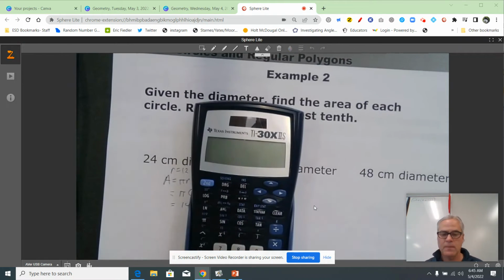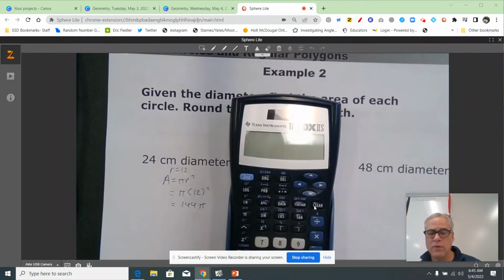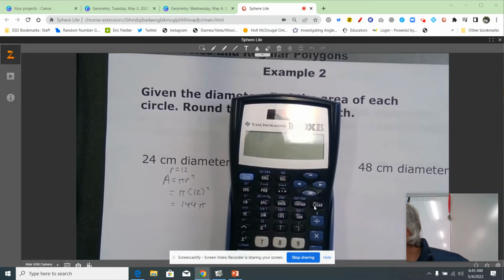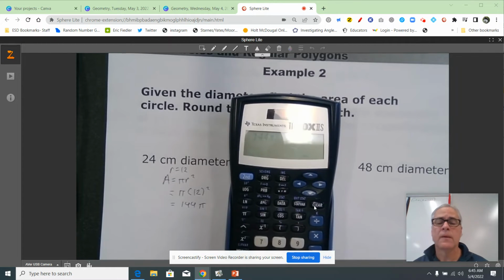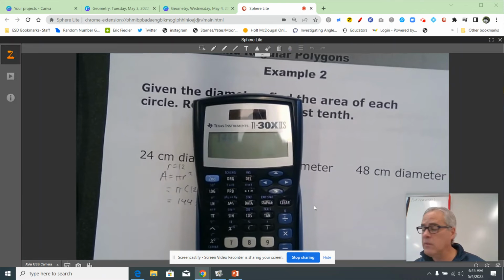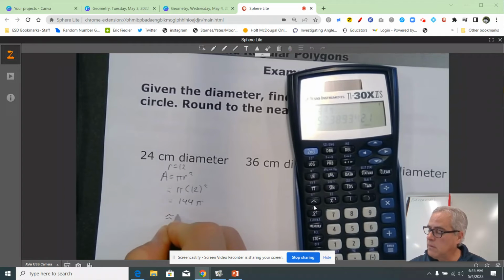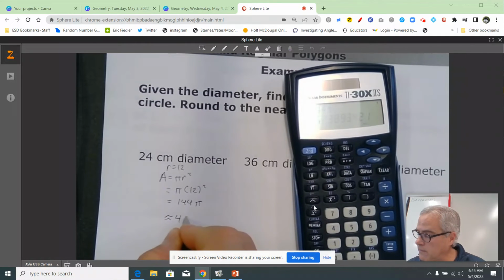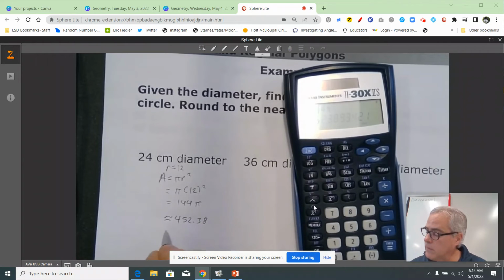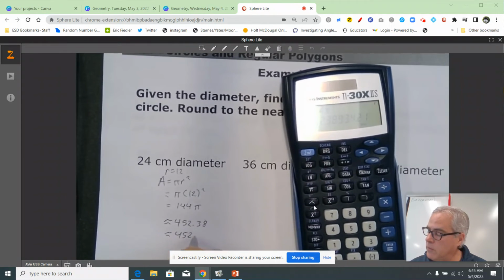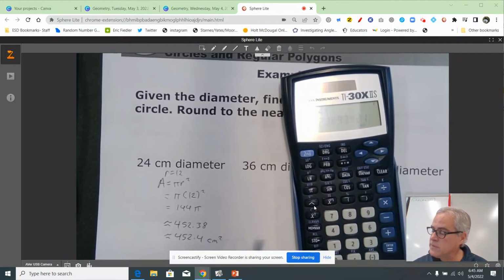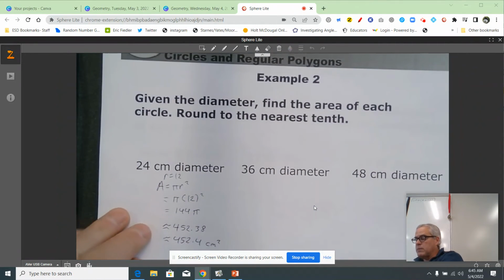So I'm going to get my calculator out. And we have 144 times pi. My calculator's not working right now. Here we go, 144. And then the pi button is right there, right above the upwards arrow. So I hit pi, get a little glare on my calculator here. I hit equals. I get 452.38. It says round to the nearest 10th. So that's 452.4 centimeters squared. Okay, so there's another example of that.